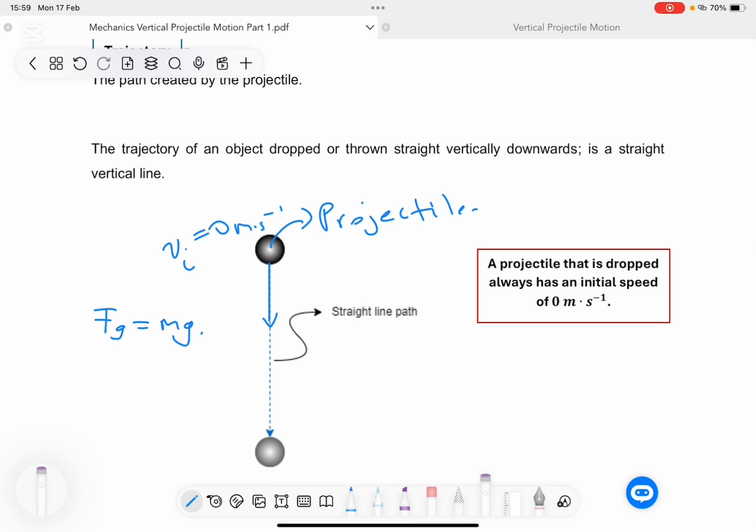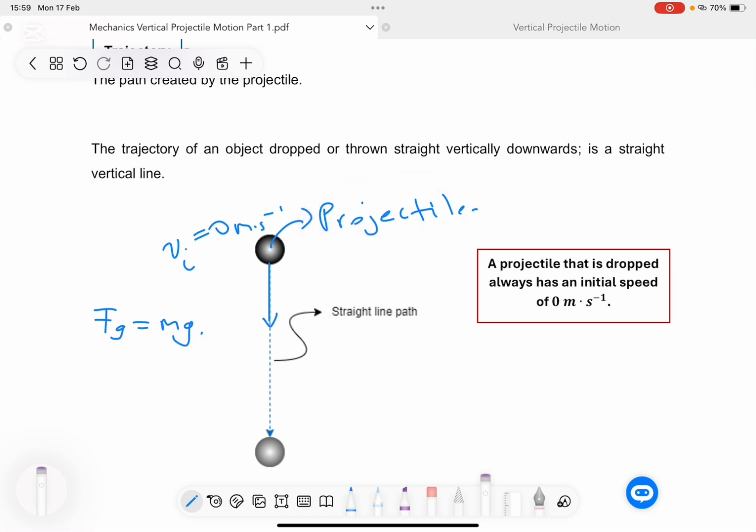Now during that holding part, the velocity will be 0. When you release, that's when it's going to start gaining its velocity going down, and that happens because there's this force of gravity pulling it down. Remember, there are no other forces, hence we say this thing is a projectile.